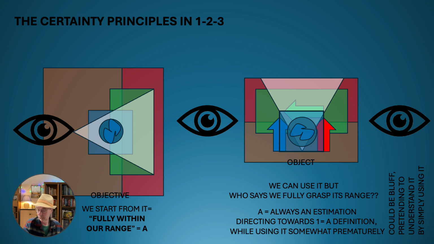And so maybe we can't even fully grasp its range. It remains, and that's what people don't understand when they start to think. We actually use an estimation first. That's our starting point. In A, we use an estimation first, a direction towards a definition. And we use it already, but we use it actually pretty prematurely. It's a kind of bluff, actually.